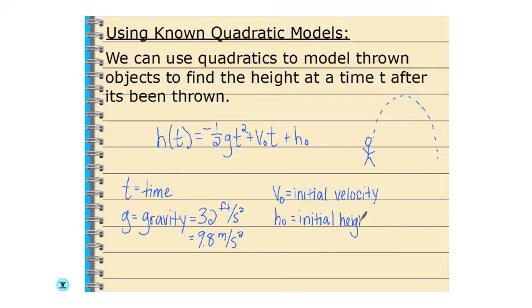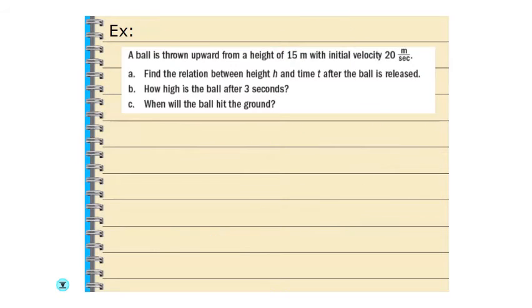So we're going to do an example to show you how this kind of works. So in this example, we have a ball is thrown upward from a height of 15 meters with an initial velocity of 20 meters per second. So that tells us that h naught is 15 meters, v naught is 20 meters per second, and since v naught is in meters, that tells me I have to use gravity as 9.8 meters per second squared.